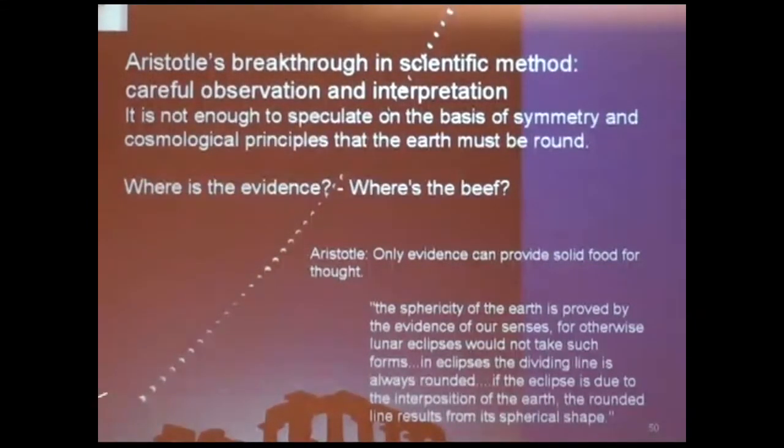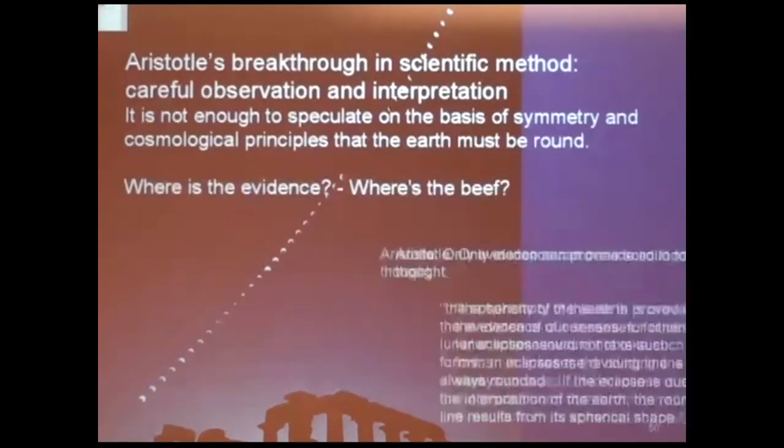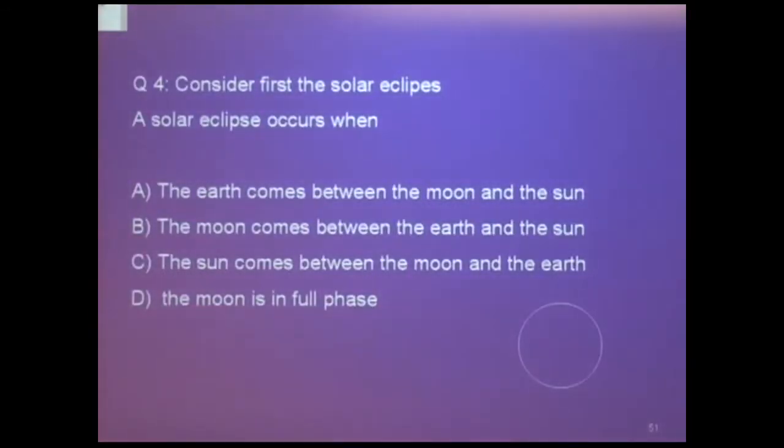So what's happening here is this picture of the lunar eclipse. And by looking at this picture of the lunar eclipse, it turns out that Aristotle could determine that the earth must be round. Okay? Now, we'll go through that in a bit more detail. But first, let me ask you, what is a solar eclipse? Okay, that was a lunar eclipse. This is a solar eclipse.